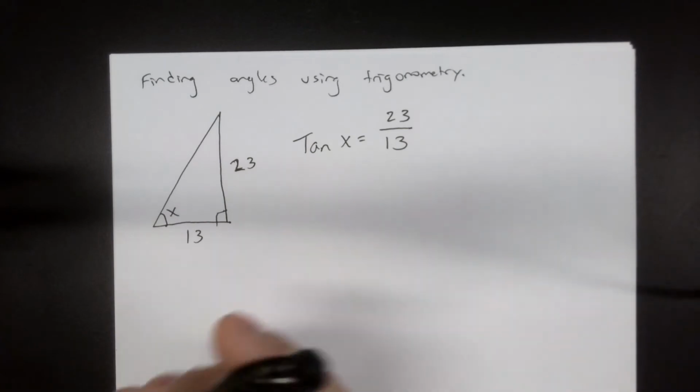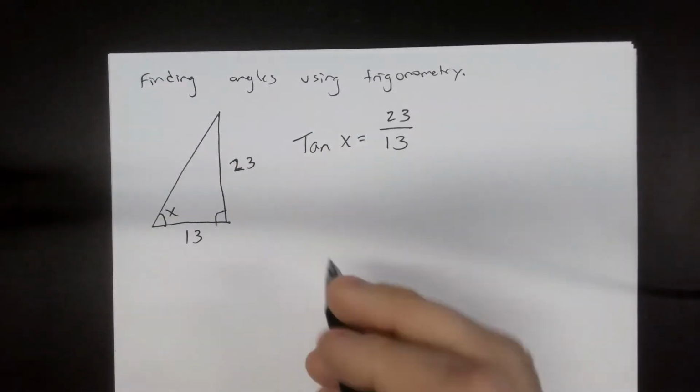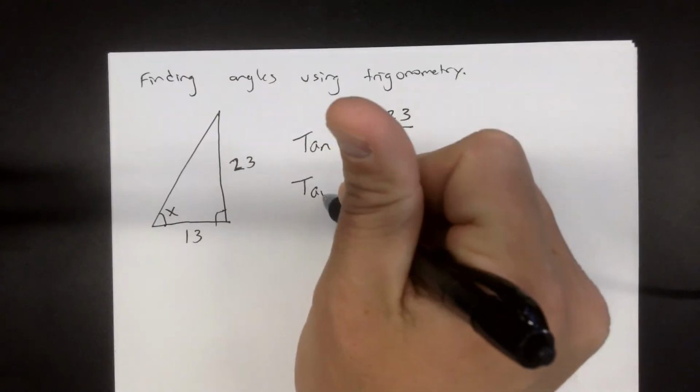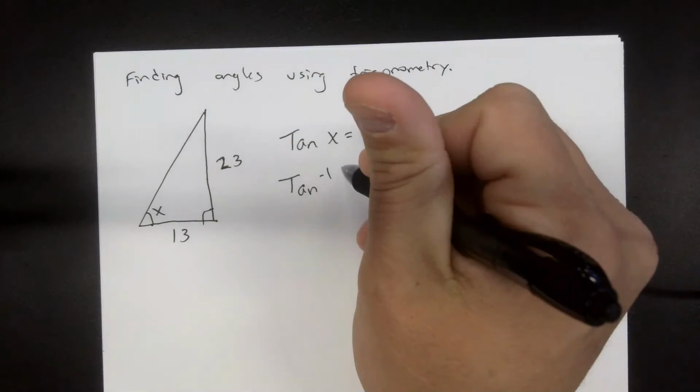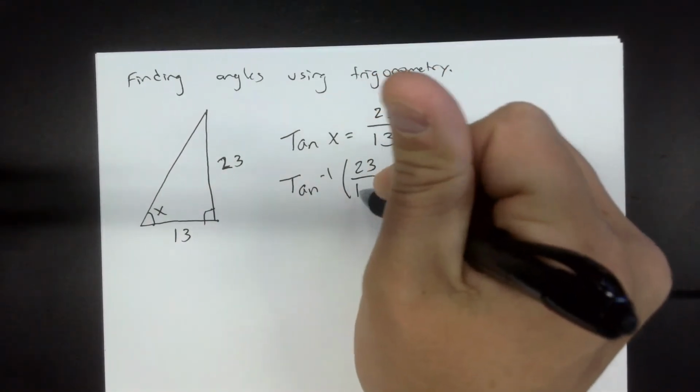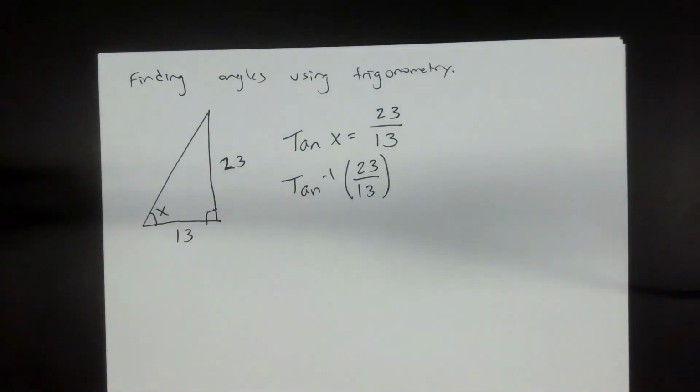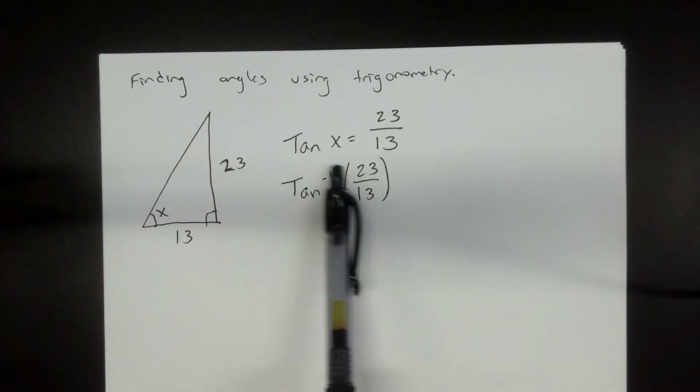So the way we do this is on our calculators. We're going to use what I call the inverse trig function of 23 over 13. Now look on your calculator. Everyone look right above tangent. You'll see that it says tangent to the negative 1. So everyone hit second tangent.